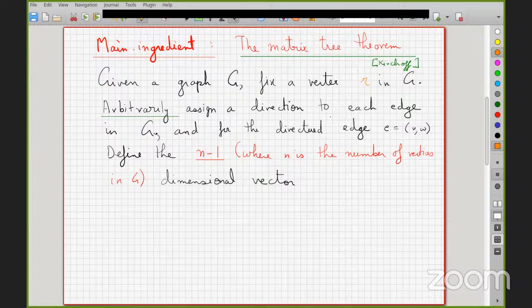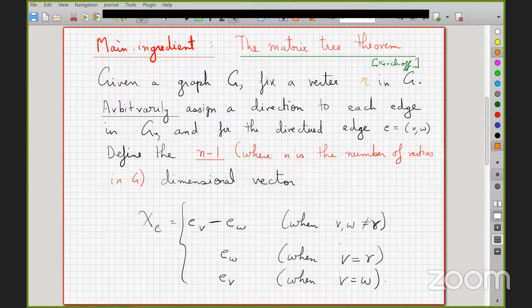And now what you do is you define these edge vectors, which are n-1 dimensional, where n is the number of vertices in G. What is this n-1 dimensional vector? Whenever you have an edge where none of the two vertices is the chosen root vertex, you just put it as e_v minus e_w. So the entry corresponding to v is 1, the entry corresponding to w is -1, and all the other entries are 0. And if one of them is the root, then you just put a 1 at the non-root vertex that is in the edge. So that's the definition of an edge vector.